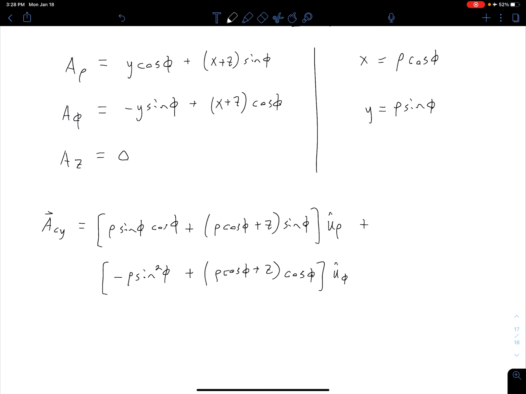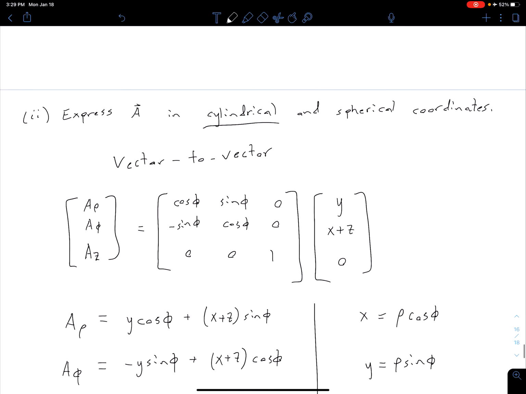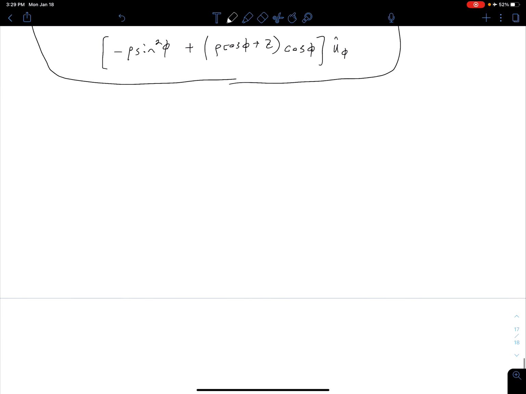And then we have 0 in our z direction, so this would be our A in cylindrical coordinates. Okay, so a little messy, but not too bad. For the next part, we want to look at changing this vector A to spherical coordinates. All right, so let's do that.